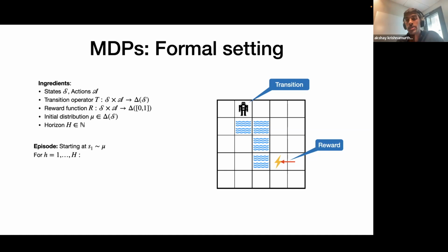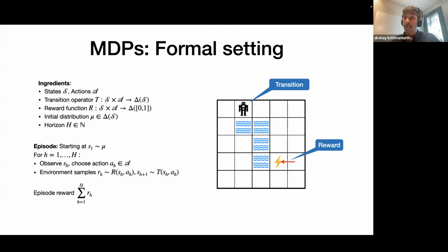The agent is going to interact with this environment in an episodic process, where the episode starts by sampling the initial state S1 from the initial distribution mu. Then the agent will make capital H actions. In each step, the agent will observe the current state, given by SH, and choose an action, given by AH, in the action set. Then the environment is going to sample both the reward and the next state. The reward is sampled from the reward function, and the next state is sampled from the transition operator. This proceeds for capital H steps. At the end of the episode, the agent has collected some total reward, which is the sum from time step 1 to capital H of all of the rewards. And the agent is going to try to optimize this.